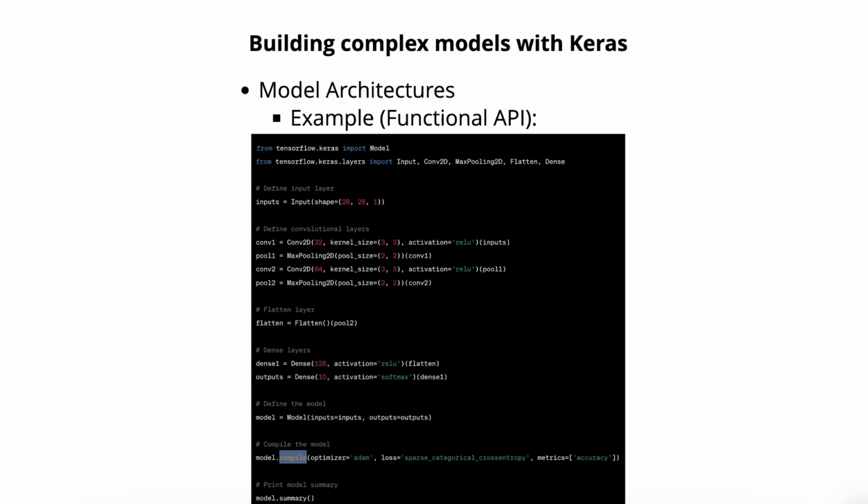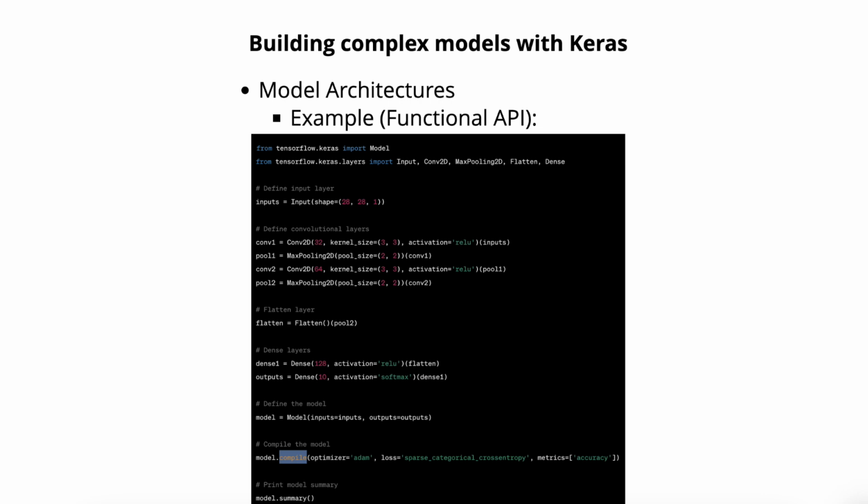Next, once we have the outputs, we define the model by calling the Model function, passing the inputs to input and outputs to output. Next, we compile the model by calling the compile function, optimizer Adam, loss the same sparse categorical cross entropy, and metrics of accuracy. And then we print the model by calling model summary.